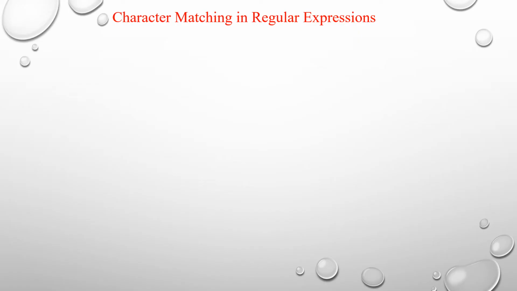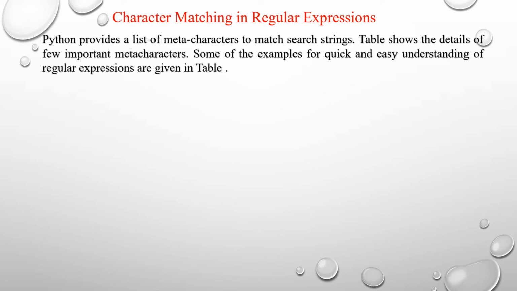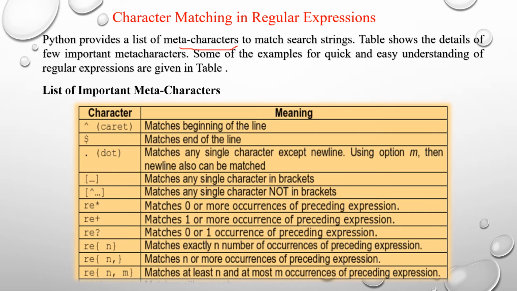Now we will look into character matching in regular expressions. Python provides a list of meta characters to match such strings. The table shows the details of a few important meta characters, with some examples for quick and easy understanding of regular expressions. So this is the table. Here the character is caret, and this is the symbol. The meaning of this caret is matching the beginning of the line. The next character is dollar, and this is the symbol. The meaning of the dollar is matches the end of the line.